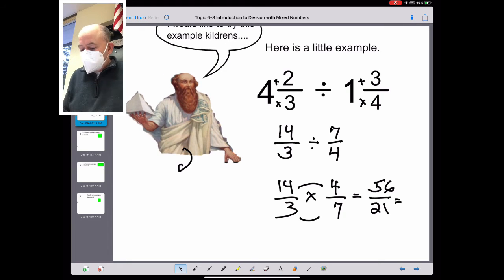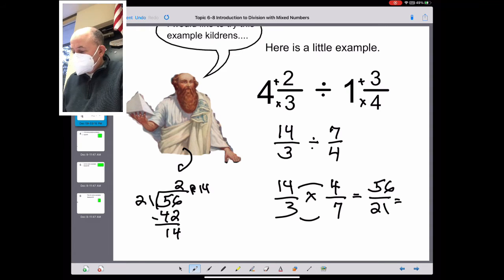So what we have to do is we have to take the 56 and divide it by 21. 21 will go into 56 two times. 2 times 21 is 42. And if we subtract, we end up with a remainder of 14. So we have 2 and 14/21.